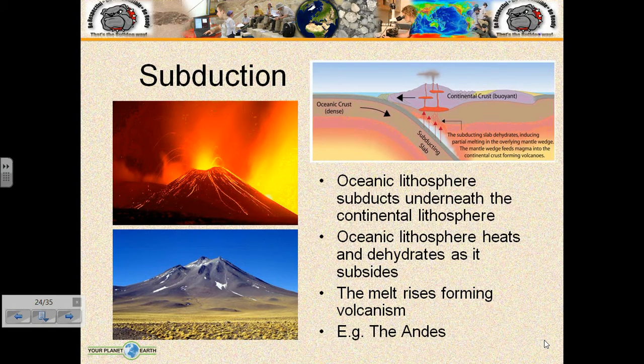Here are classic cases, effects rather, of subduction. Here you see an image of a volcano or mountain formation. And again, the oceanic lithosphere subducts underneath the continental lithosphere. So again, the oceanic crust goes underneath and the continental crust goes above. Now, the oceanic lithosphere heats and dehydrates as it subsides, and the melt rises, forming volcanism. So an example of this would be the Andes Mountains.